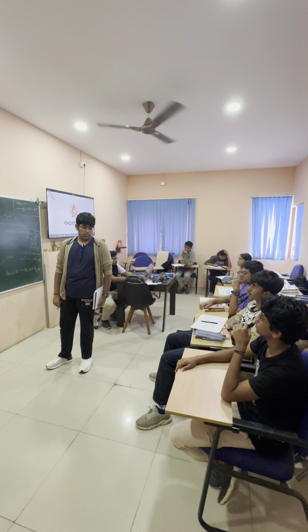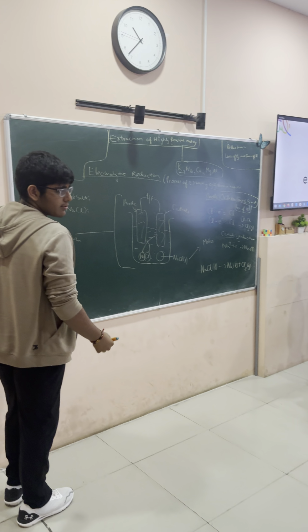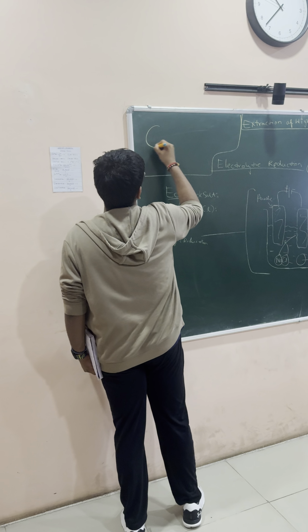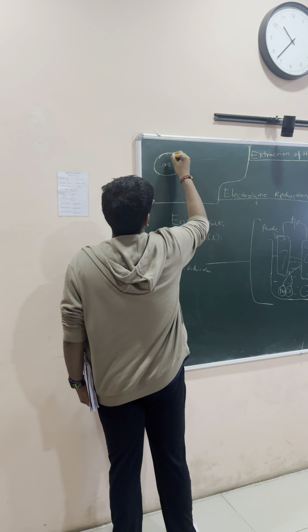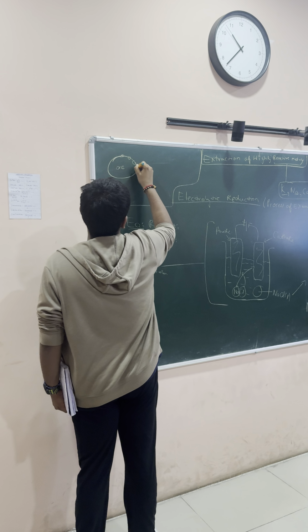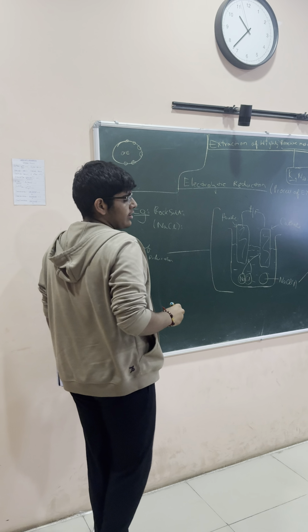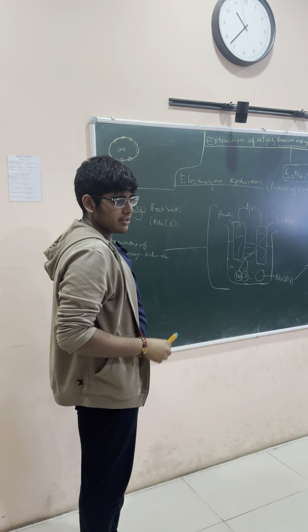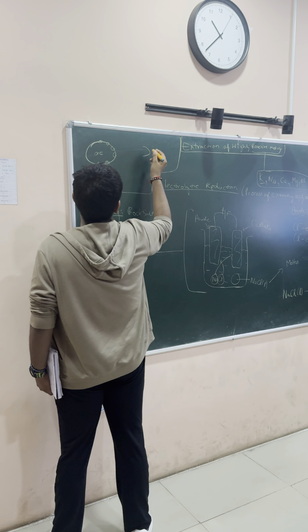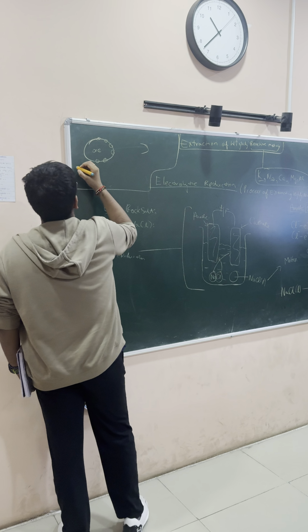So for concentration of the ore, you have to remove the impurities from the ore. So imagine this is the ore, and these are the impurities. If the impurities are magnetic, then you can attract them with a magnet.